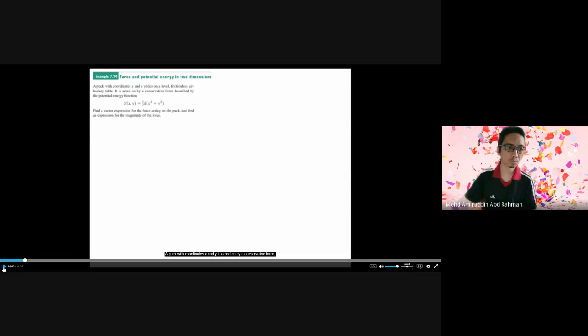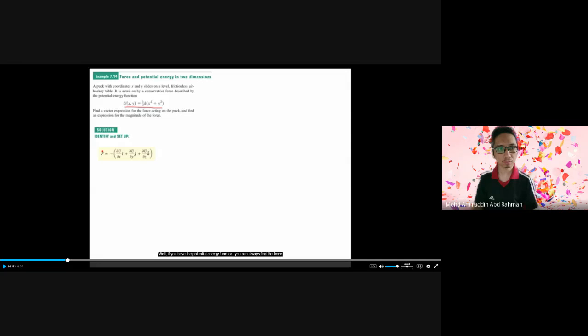And this ends example 7.14. Okay, so this is an example of the air hockey table, acted on by a conservative force. You know the game, air hockey, where we push the puck. It is a frictionless table, so it moves in the x and y direction. It's given that u will be a function of x squared and y squared. Originally, in one dimension, it would be half kx squared. Now we add the term of y, so it will be half k in the bracket x squared plus y squared.